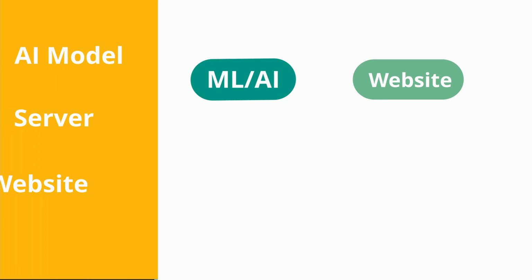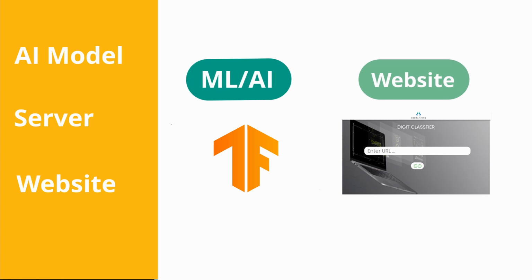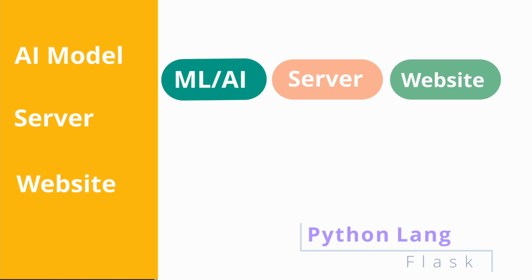Have you ever wondered: I know machine learning, I know artificial intelligence, but how do I show my model, how do I link my model to a website or an Android app? To do that we need a server. Here, server means server-side programming, so we can link it.